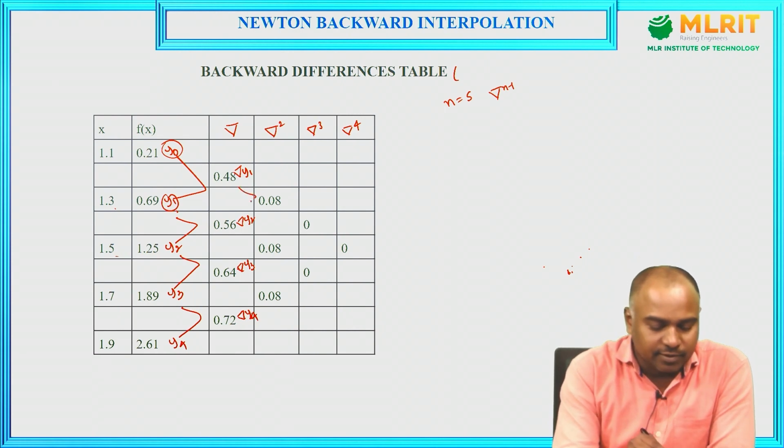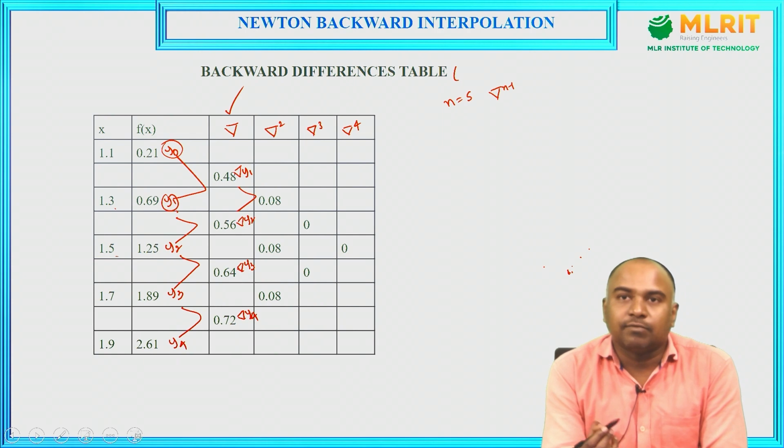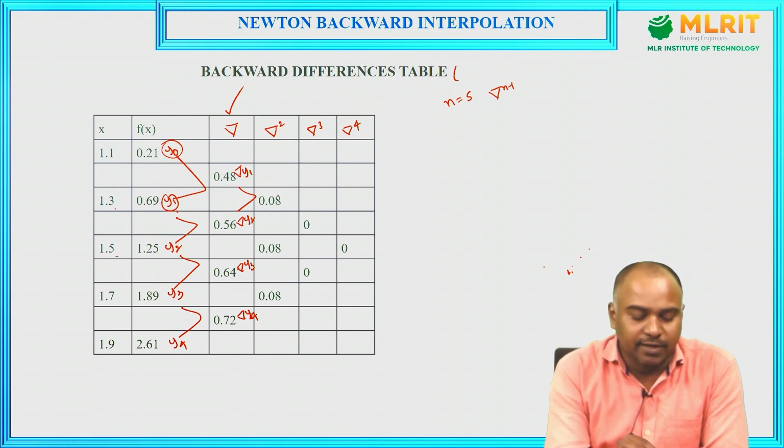Like this we find the difference. So this is called the first order differences. If we find the difference of the first order differences, we get the values that are called second order differences.